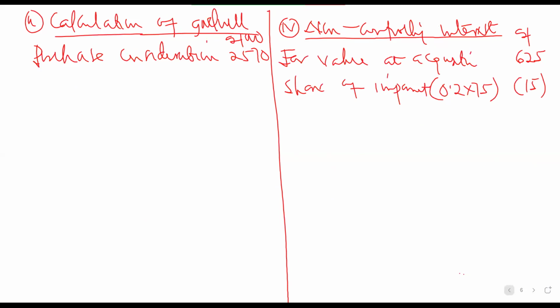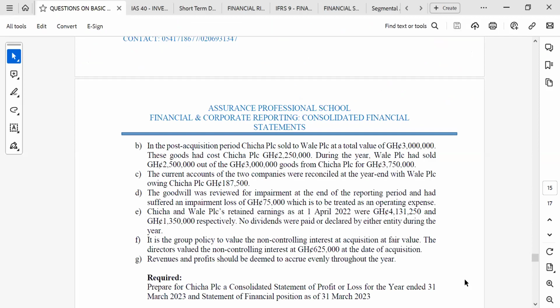We have added it to the operating expenses. But after we have gotten the goodwill, we have to take the impairment loss from it to get our goodwill at acquisition. Okay.